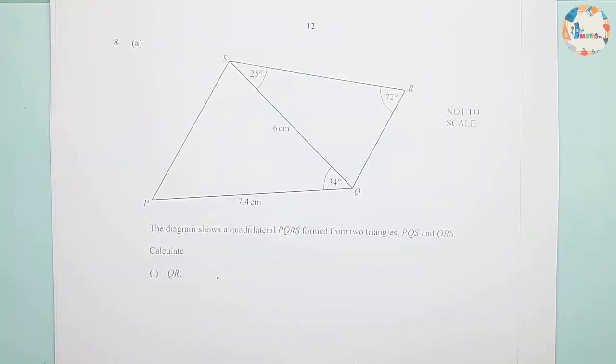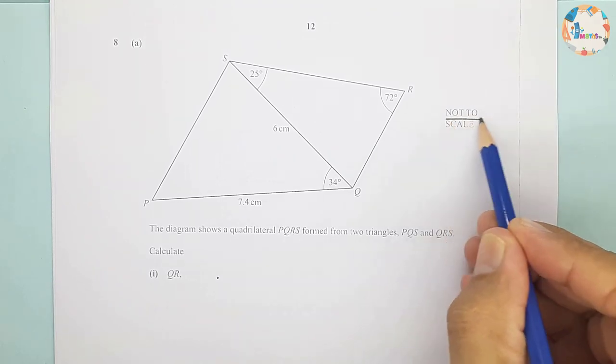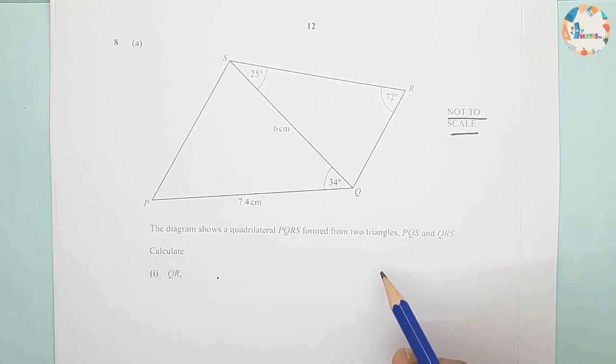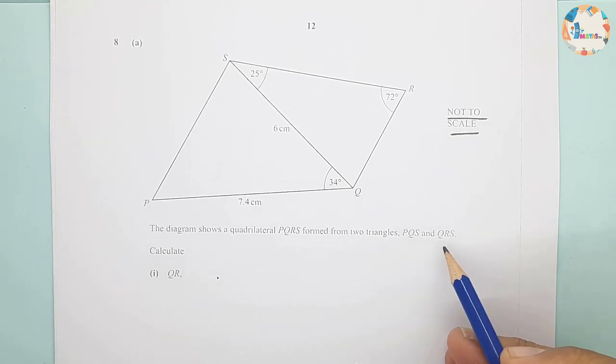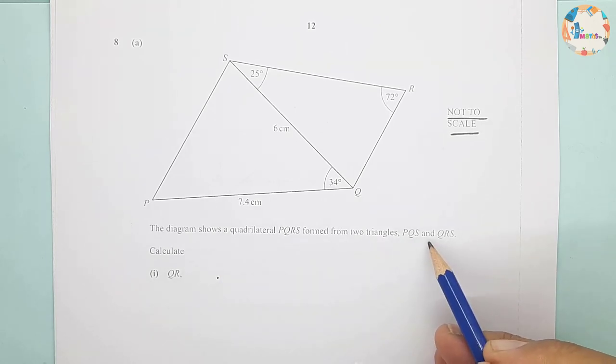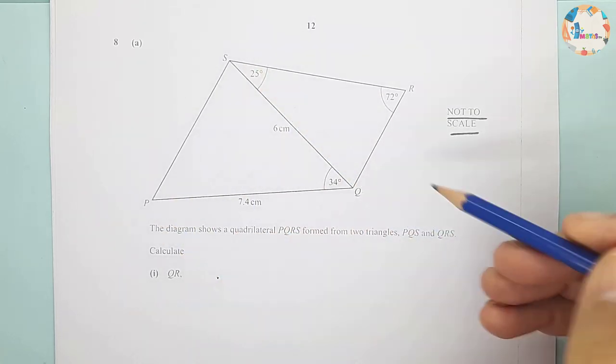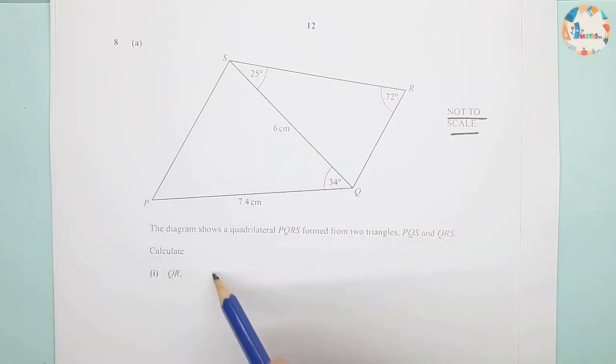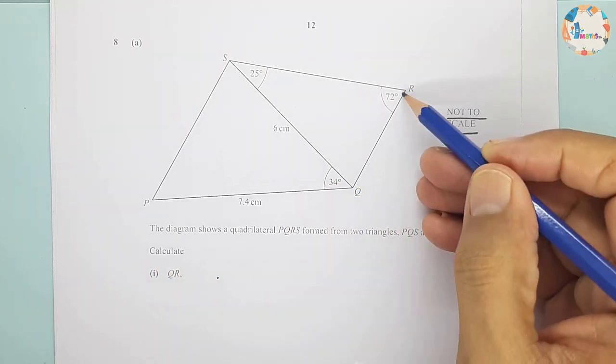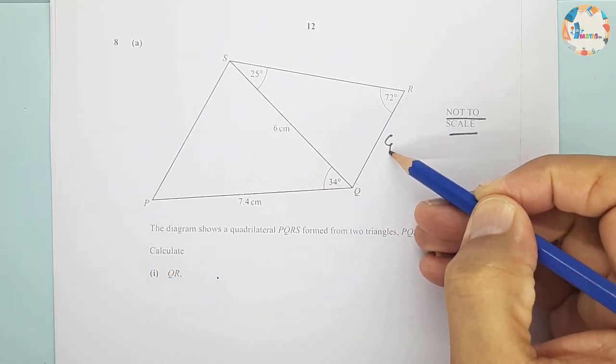Now question number 8, A part. A diagram is given which is not to scale. The diagram shows a quadrilateral PQRS formed from two triangles PQS and QRS. Calculate QR. QR is this side, so this side is required.